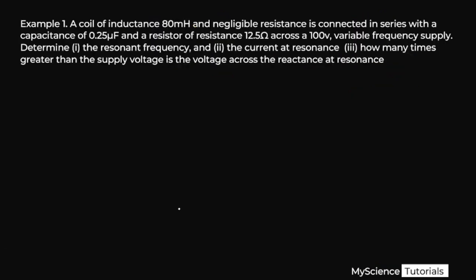So example number 1: a coil of inductance 80 millihenry and negligible resistance is connected in series with a capacitance of 0.25 microfarad and a resistor of resistance 12.5 ohms across a 100 volt variable frequency supply. We are to determine I, the resonant frequency, II, the current at resonance, III, how many times greater than the supply voltage is the voltage across the reactance at resonance, or simply put, the Q factor. So this is very easy. Let's write down our solution.